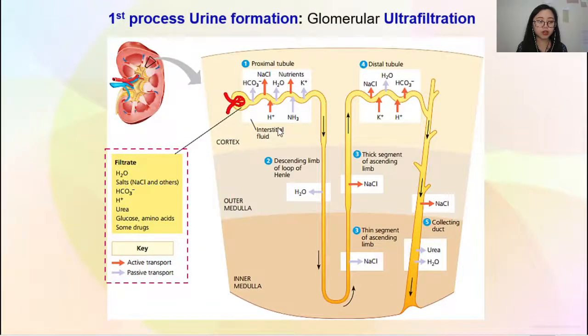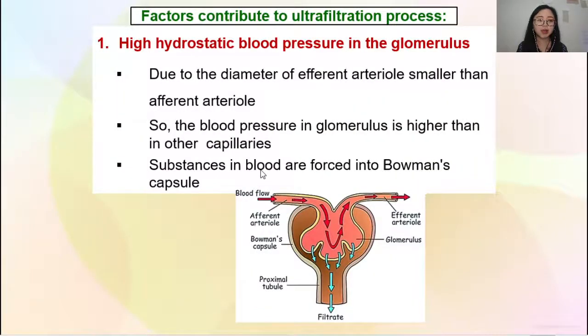Okay, so this will occur over here. The filtrate, as you can see from this diagram, is water and so on. So how do the Bowman's capsule and the glomerulus make it possible? How is it possible that these things are squeezed out of the blood and into the Bowman's capsule? Well, there are several factors. The first factor that makes ultrafiltration good and successful is the high hydrostatic blood pressure in the glomerulus.